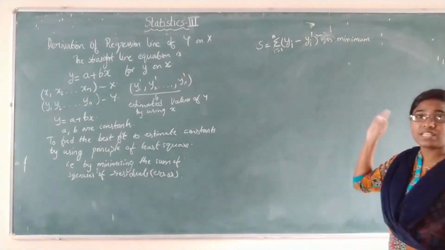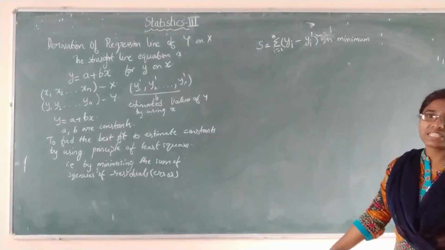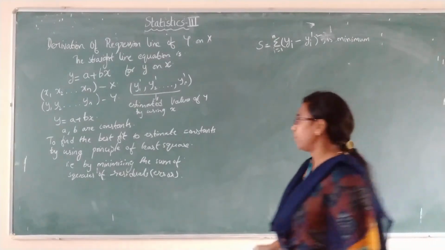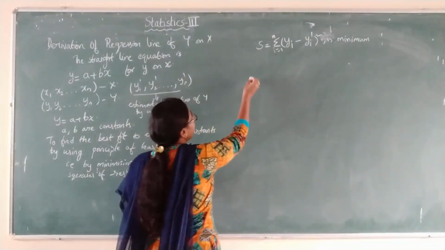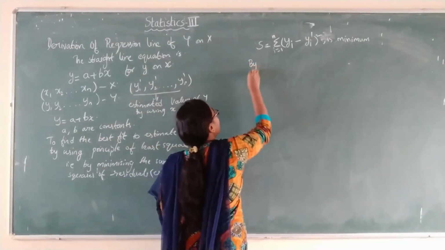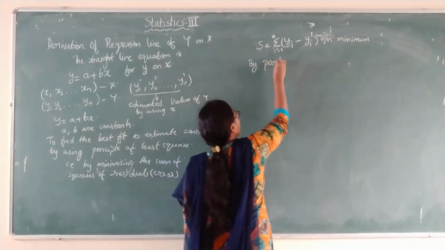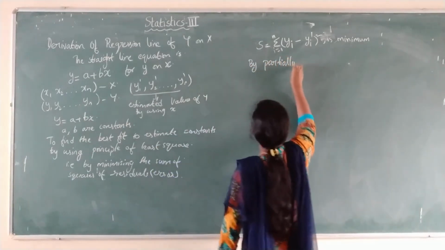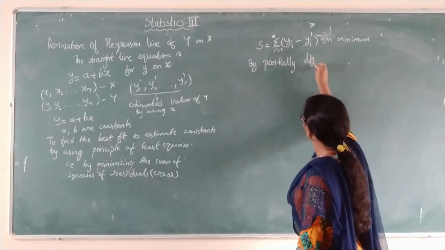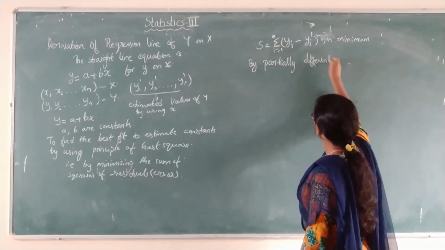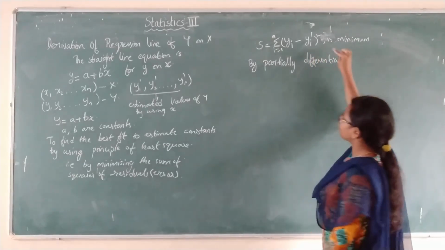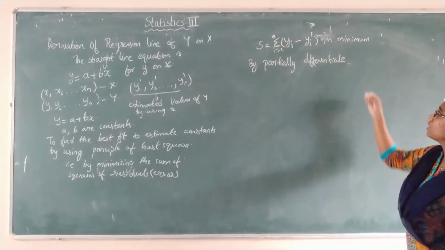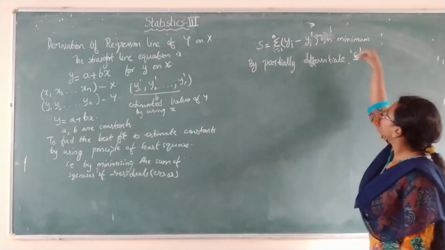So if s is minimum, then you get the best estimates of a and b. So when will you get s minimum? By partially differentiating your sum of squares of residuals. So the sum of squares of residuals is denoted with s.